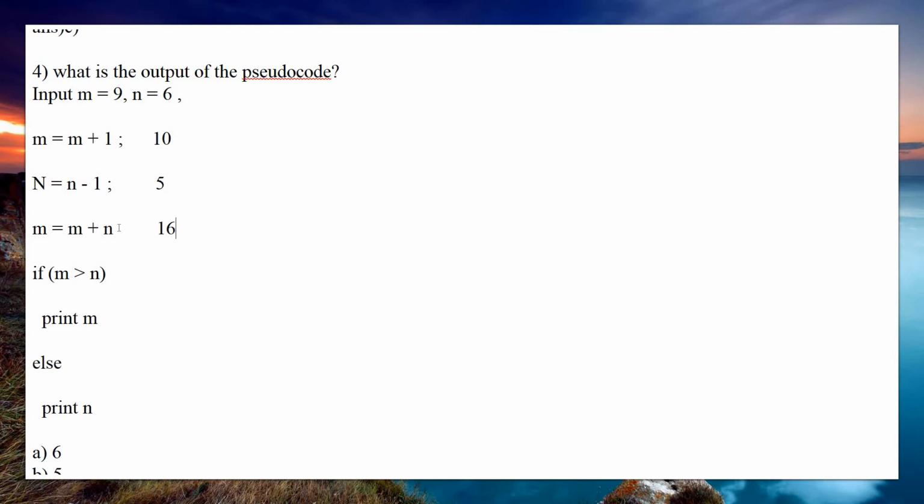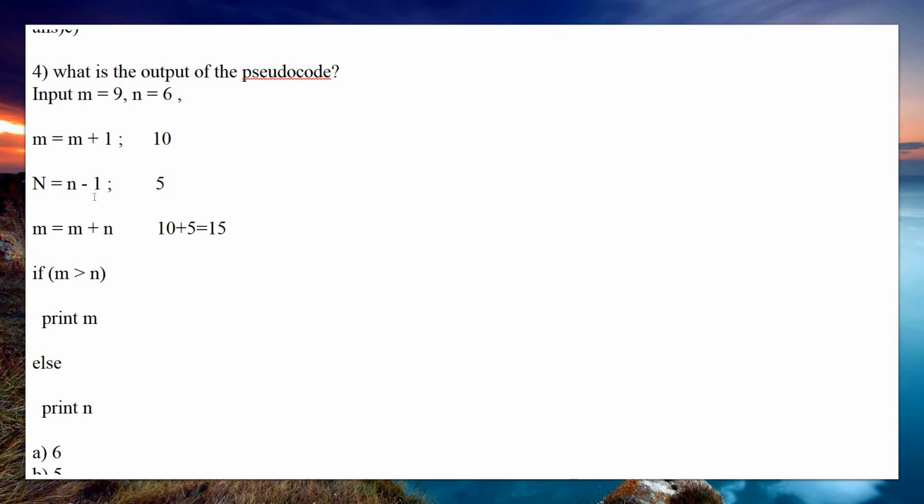So m is equal to m plus n. Here capital N is equal to n minus 1. So here you have changed the value of n. That will be n is equal to n minus 1. Here n was initially 6. 6 minus 1 will be 5. So m is equal to m plus n, so you need to add this value, that is 10 plus 5 is equal to 15.